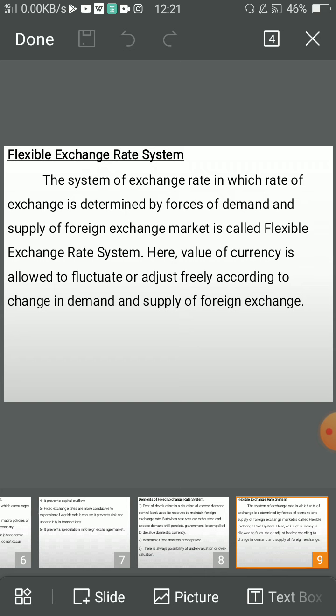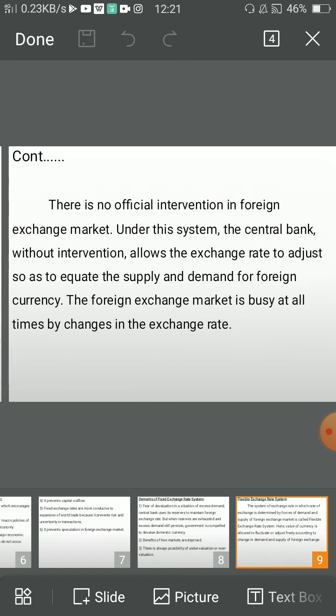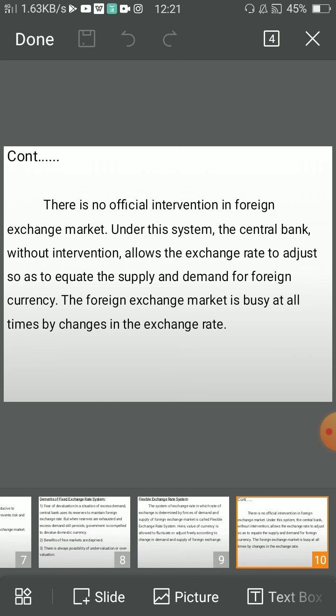It fluctuates freely based upon the demand and supply of foreign exchange. There is no official intervention in the foreign exchange market. Under the flexible exchange rate system, there is no official intervention in the foreign exchange market. Under this system, the central bank, without intervention, allows the exchange rate to adjust so as to equate the supply and demand for foreign currency.